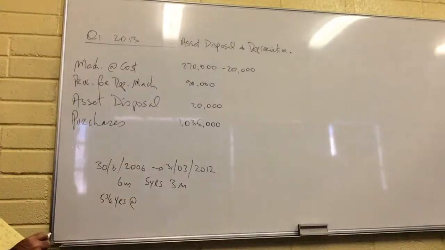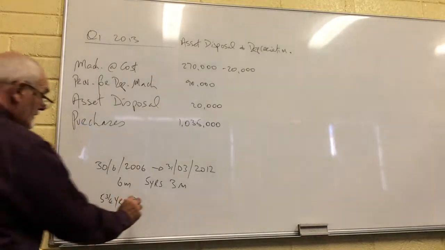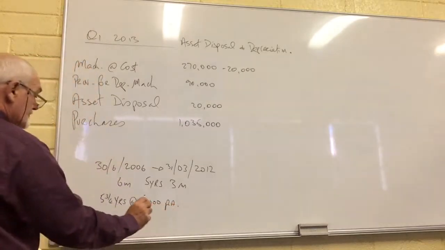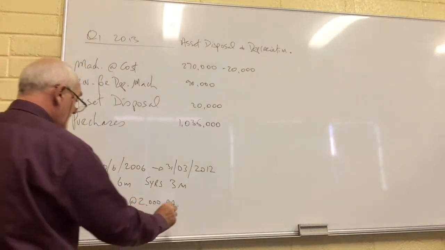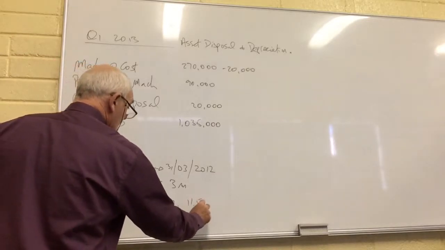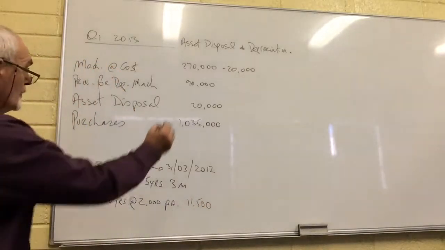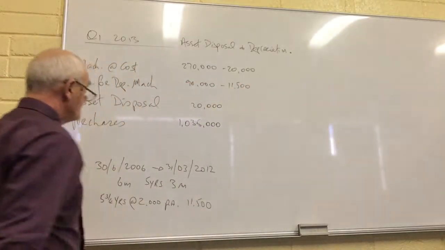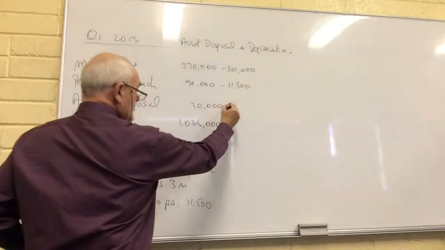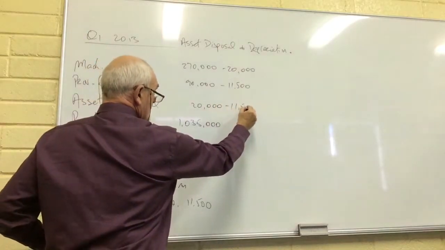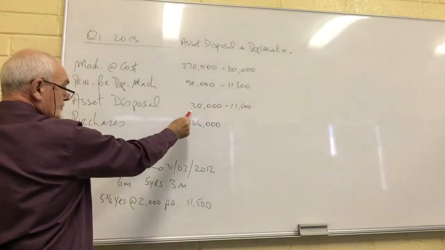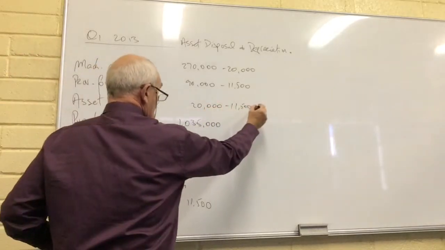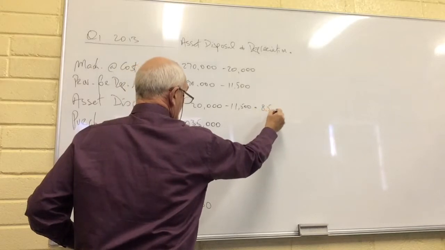Our depreciation is 10% on cost, so €2,000 per annum would give us depreciation written off from the date of purchase to the date of sale of 11,500. So we should take that out of our provision for depreciation, 11,500. If we compare these two figures now, the machine cost 20,000, we've already written off 11,500. So that gives us a net book value of 8,500.